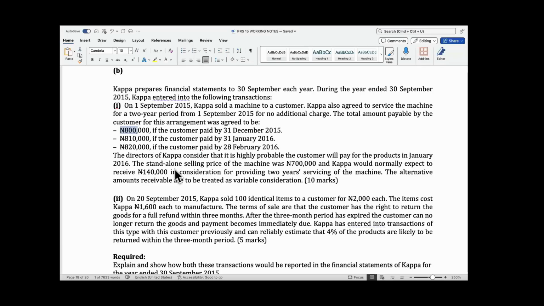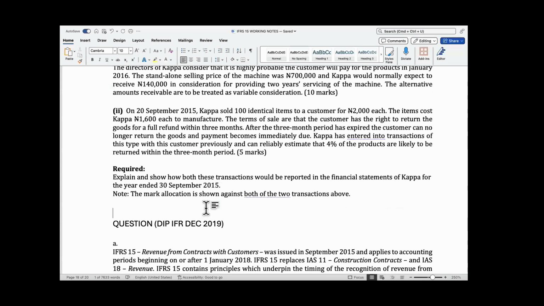Now, they gave us the standalone selling price of the machine. Meaning that if we were selling the machine alone, without the servicing that we are giving to the customer, we would have sold it for several hundred. And if we were going to service for 2 years, we would have charged 140,000 for servicing. So how do we deal with this in the exam?